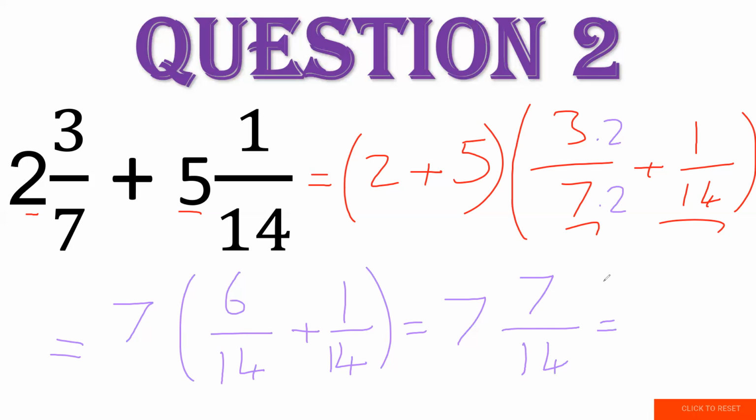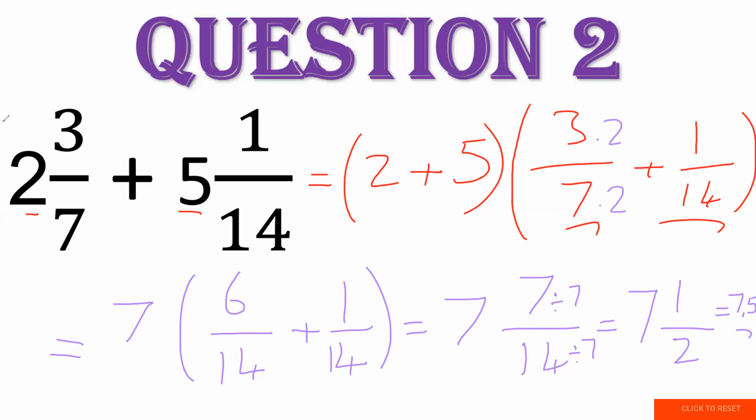If there is anything you can simplify, just simplify it. So we keep 7 and 14, we can simplify. Divide each by 7: 7 over 7 is 1, 14 over 7 is 2. So 7 and a half. This is our answer, 7.5. If you want, you can write it as a decimal, 7.5 is also possible. It's fine. All right, so question 2, we have done.